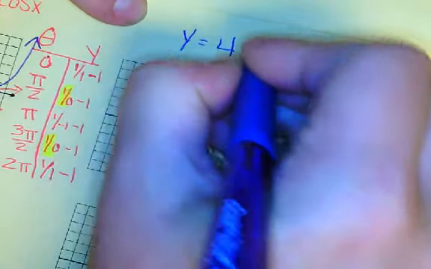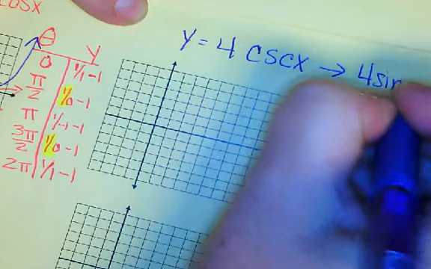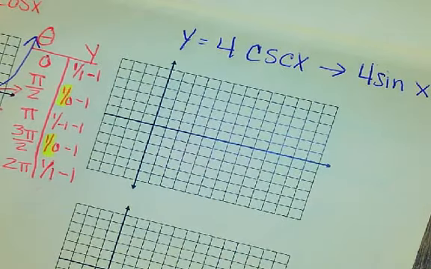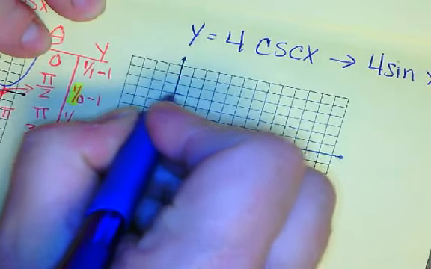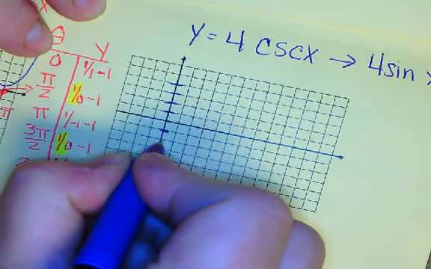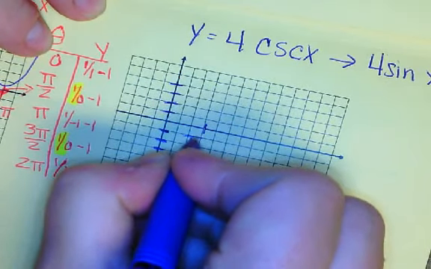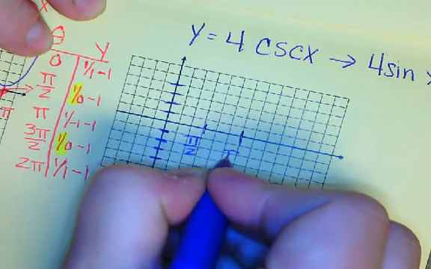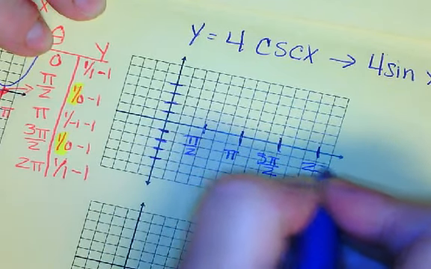Okay, let's do one more. All right, the next one's going to be y equals 4 cosecant x. Now remember, that's going to be related to 4 sine x. All right, so here for this one, let me make sure I do my counting correctly. So that's going to be 1, 2, 3, 4, 1, 2, 3, 4. And then I'm just going to make my graph right now. So pi over 2, pi, 3 pi over 2, and 2 pi.